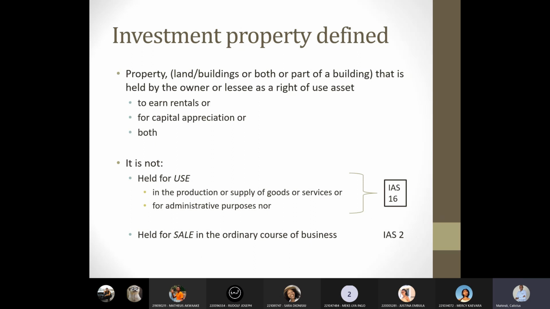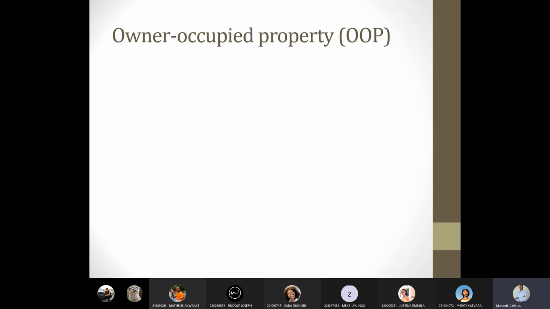Further, the property is not held for sale in the ordinary course of business. Any property that is held for sale in the ordinary course of business is dealt with under IAS 2, which is the standard on inventories. So it's not houses that, let's say, a developer holds for the purpose of resale. All right, so let us go to owner occupied property.